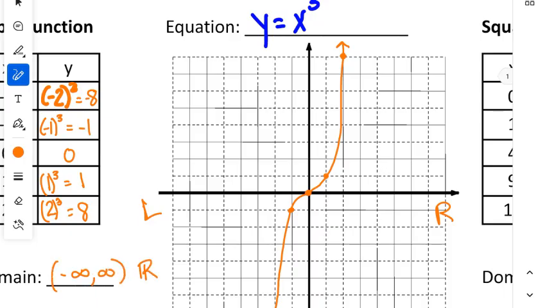Negative infinity to positive infinity. Or all real numbers. Okay, bottom to top. These also have arrows, right? So it's negative infinity, positive infinity. All real numbers.